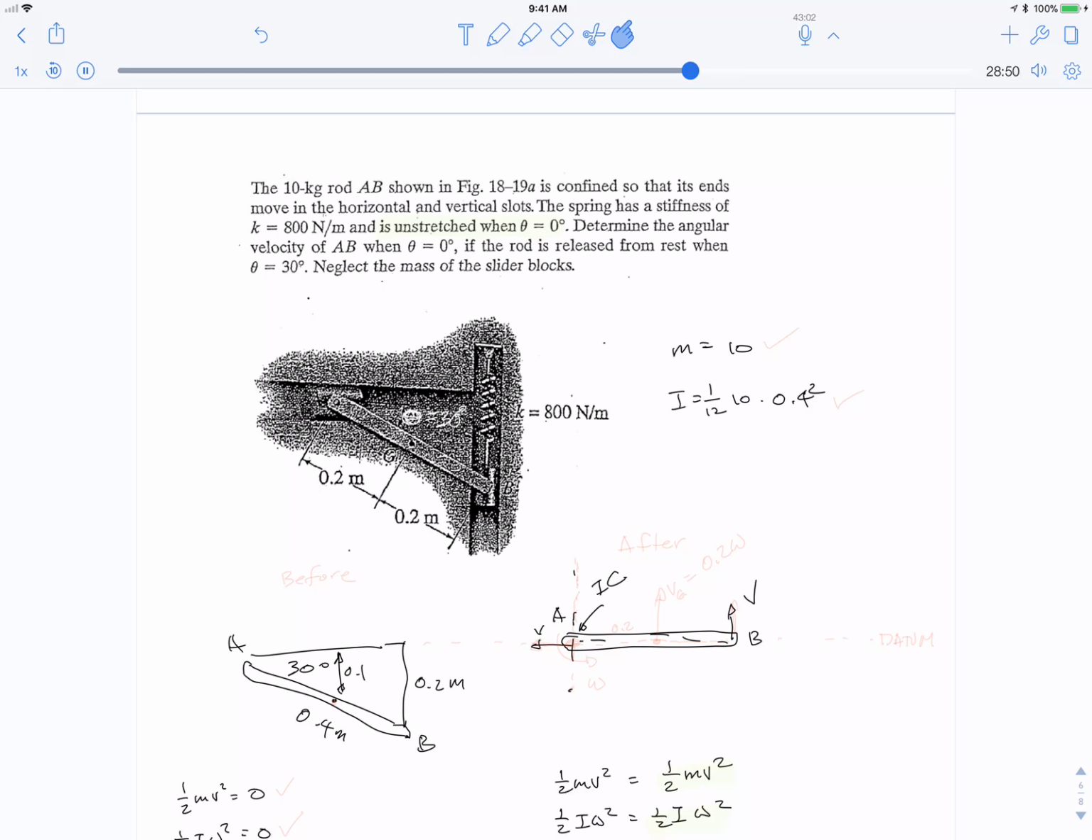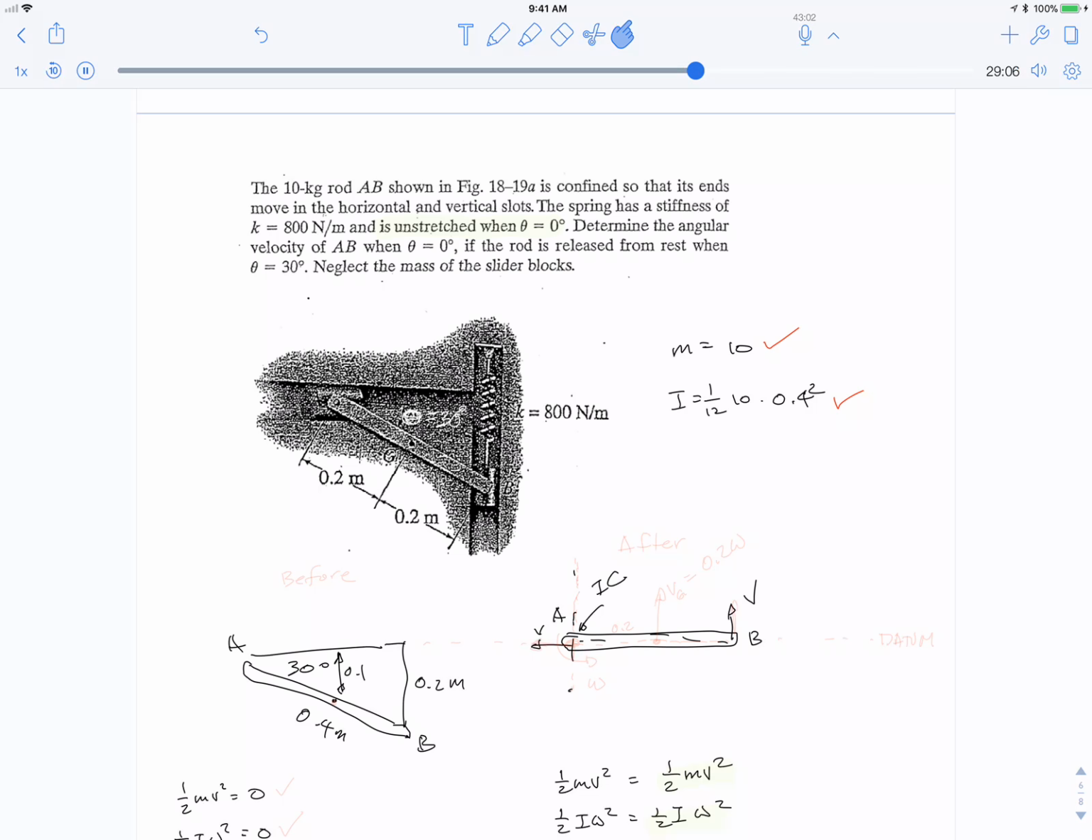And so we start off with figuring out the mass, given as 10 kilograms, and the moment of inertia. It's a slender rod, so 1/12 times 10 times length squared. I'll let you figure out what that is.